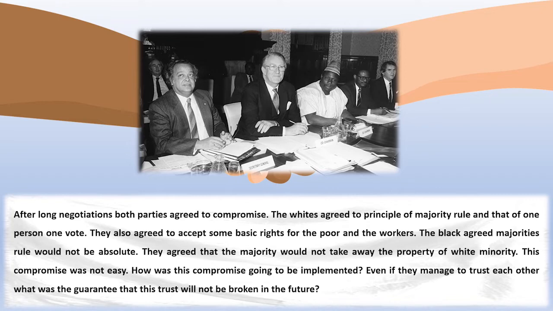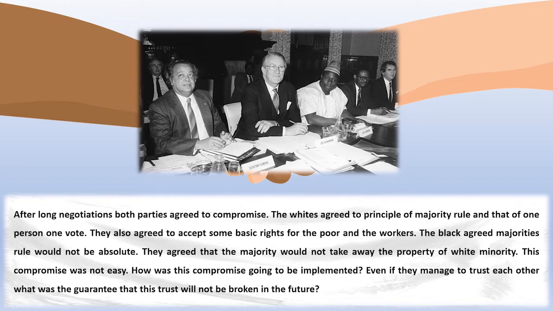Various negotiations and discussions took place. The whites agreed to compromise and accept the majority rule and also accept the one person, one vote policy. The black and the white community compromised on several factors to establish a smoothly functioning democracy.